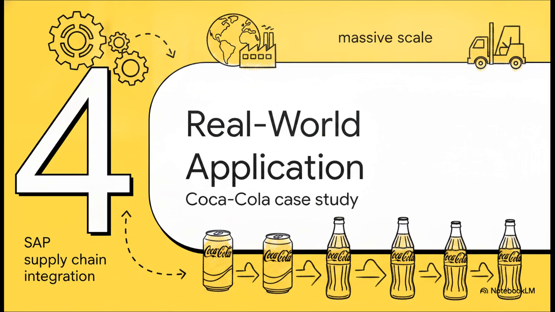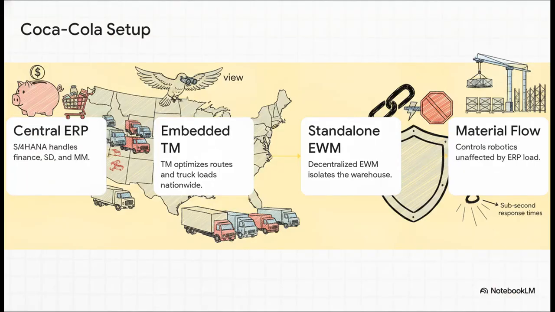Let's see this in action in Section 4, Real-World Application, Coca-Cola, Isolating Risk to Keep the Bottling Lines Running. To really grasp how this architectural choice plays out at massive scale, let's look at Coca-Cola Euro-Pacific Partners. Coca-Cola deployed this incredibly smart hybrid architecture. They have their central S/4HANA system handling all the heavy finance and commercial orders. They intentionally chose embedded TM, which keeps their transportation planning centralized, so they get this great nationwide bird's-eye view to consolidate truckloads.